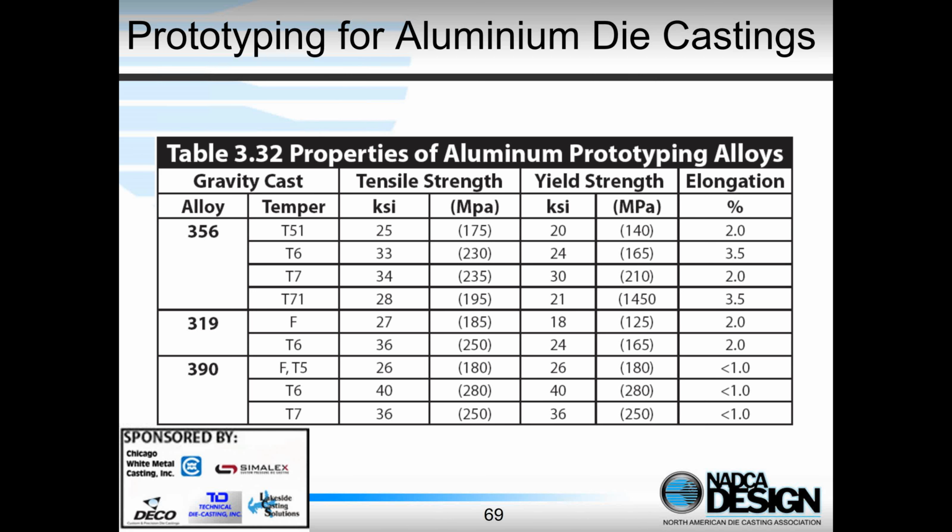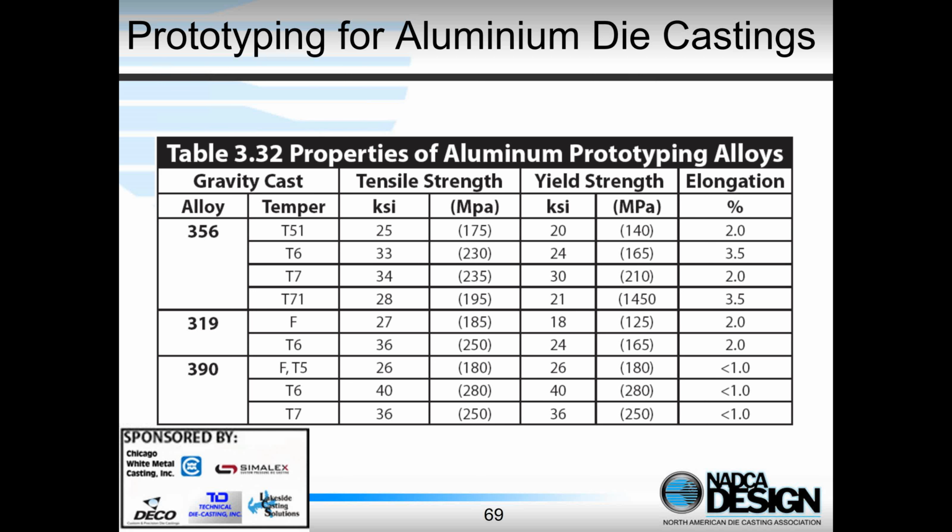For example, if we're looking at a die casting application that we're looking to prototype with a gravity casting, die casting normally is going to be around 20 KSI yield strength and about 3% elongation. So if we look at the 356 in the T51 temper, yield strength is about 20, elongation slightly lower at 2% or so. So again, that's going to give you similar performance to a die casting, but it's not going to capture all the aspects of a die casting.